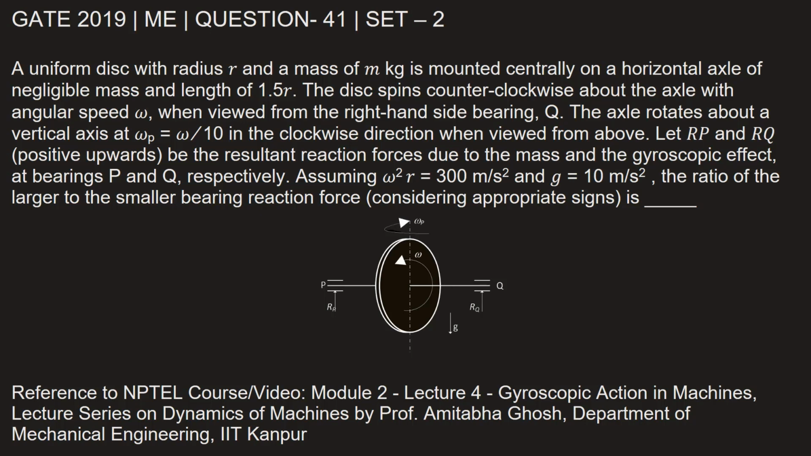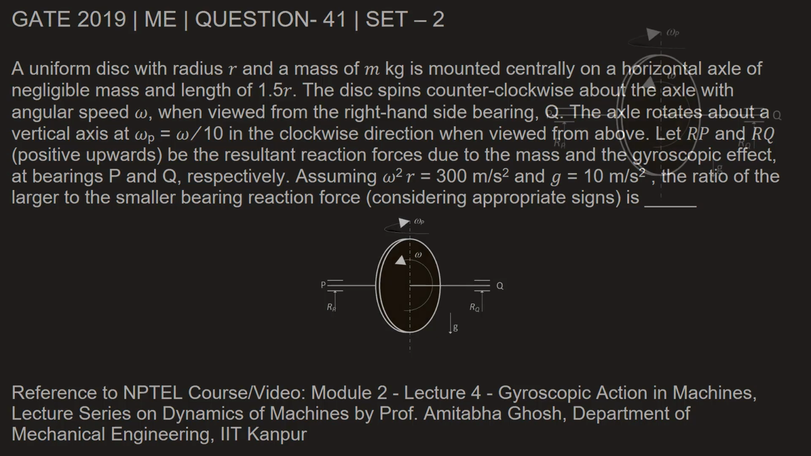Let Rp and Rq, positive upwards, be the resultant reaction forces due to the mass and the gyroscopic effect at bearings P and Q respectively. Assuming omega square r as 300 meter per second square and g as 10 meter per second square, the ratio of the larger to the smaller bearing reaction force considering appropriate signs is dash.